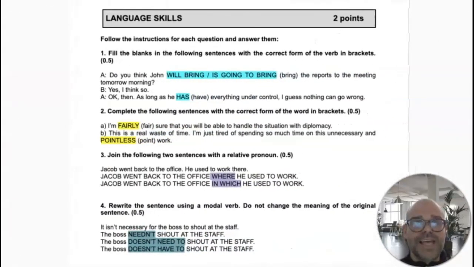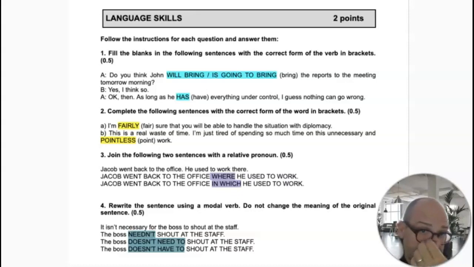The second part of the exam is called language skills, and it's also got 2 points. In this part you have 4 activities. The first one, as you can see here, basically asks you to write the correct form of the verb in brackets. Here you have to be able to use any correct tense that we have learned so far in the course. And in the second activity, you have to write the correct form of the word in brackets. This is called word formation.